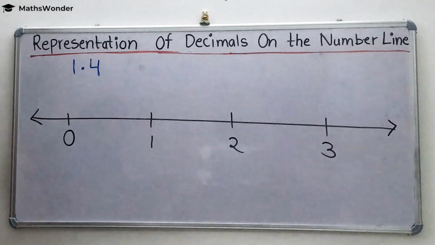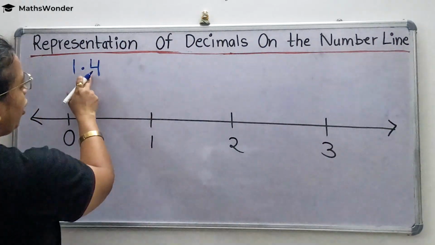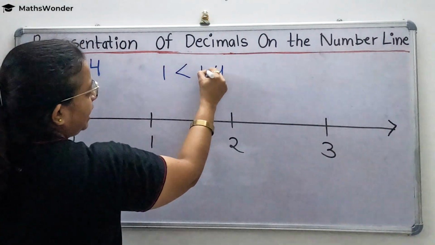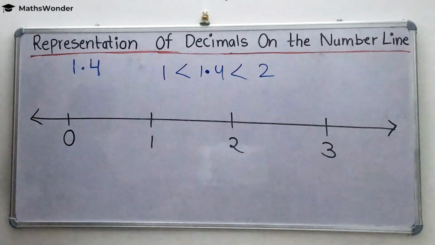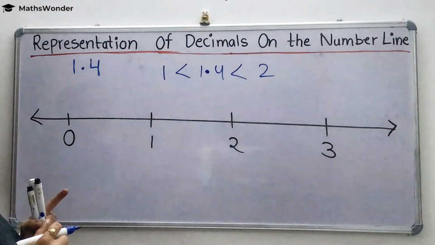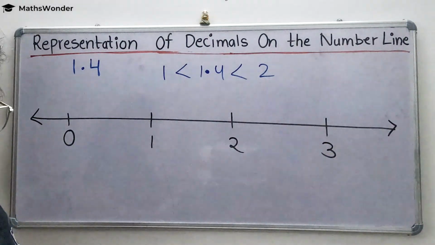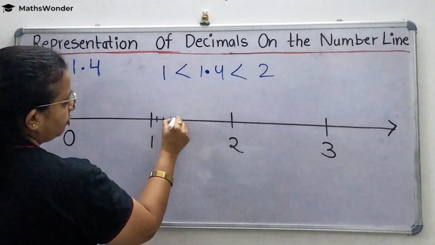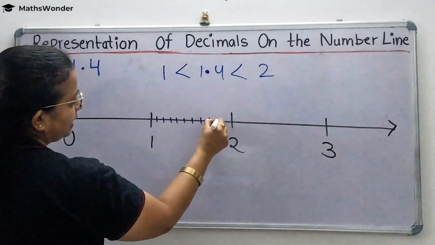1.4 represents the same point on the number line as 14 over 10. 1.4 is greater than 1 but less than 2, right? So in that case, between every two numbers there are 10 equal parts. So now come to it: 1, 2, 3, 4, 5, 6, 7, 8, 9, 10.